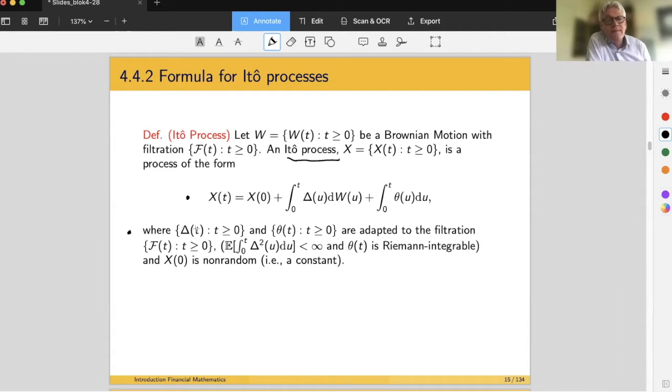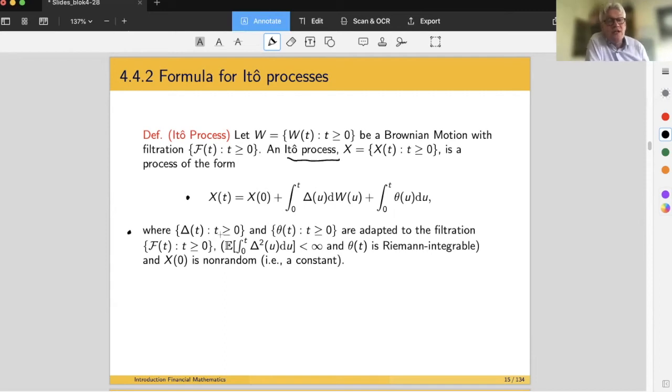So you can see here, this is a slight generalization of the process that we have seen before. We have augmented the process from before with this term. In fact, this is seen as an Ito integral, which in this case defines the so-called Ito process.